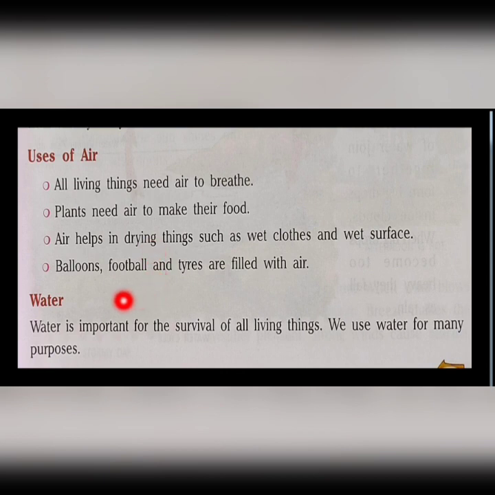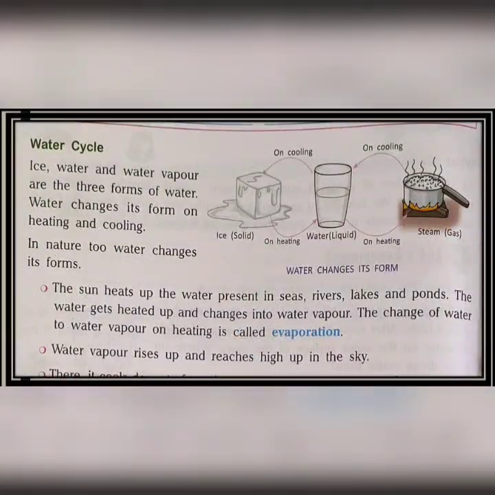Now next let us know about water. Along with air, water is also important for the survival of living things. Water is important for the survival of all living things. We use water for many purposes, like bathing, washing clothes, cleaning, and drinking. In all those cases we use water.